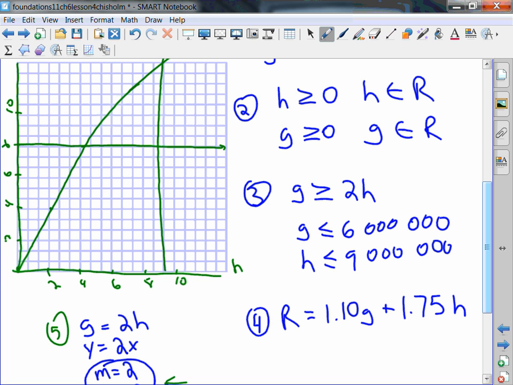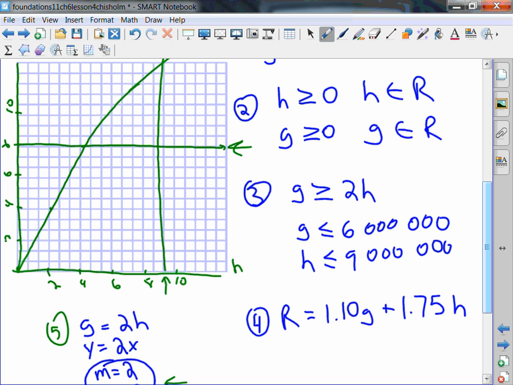Shading is going to be pretty important here, though. So we'll just take a look at the first one. We'll go right here for H is less than or equal to 9. Since it's got to be less than or equal to 9, we're going to shade left of that one. For this one right here, G has got to be less than or equal to 6. So again, it's less than or equal to, so we're going to shade below.